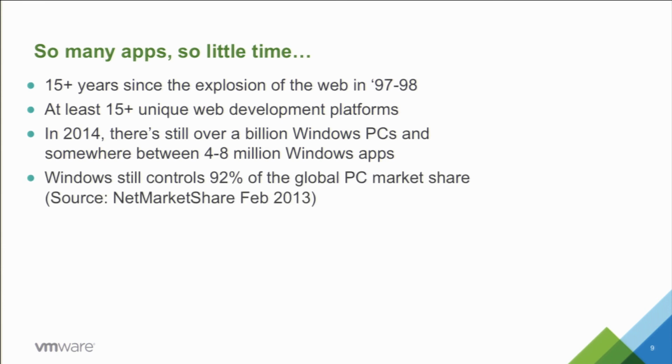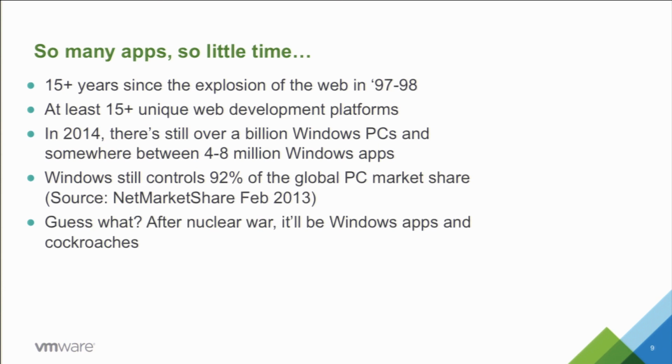Windows still controls 92% of the global PC market share. This is according to some data I collected from February 2013. So 92% of the worldwide PCs still run Windows. Now, of course, that's shifting and it's changing over time. So what I say is that, after nuclear war, it's going to be Windows apps and cockroaches.